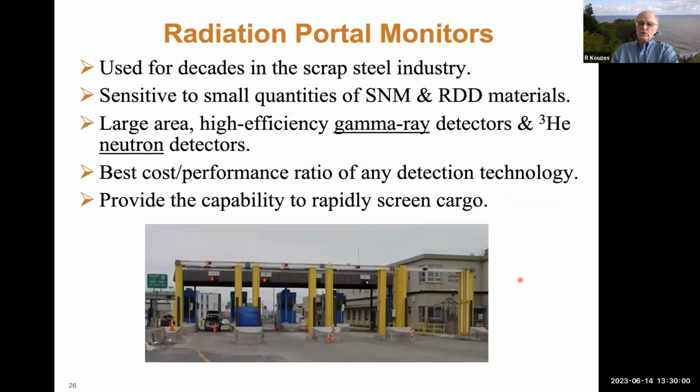In this program, which PNNL has run for the last 22 years now, we decided on the use of radiation portal monitors for this purpose. Radiation portal monitors, as shown here and in the previous picture, contain large gamma ray detectors and large neutron detectors to look for weapons of mass destruction, or any radioactive material that's present. These are highly efficient gamma ray detectors and neutron detectors, and they provide rapid screening of vehicles coming across the border.